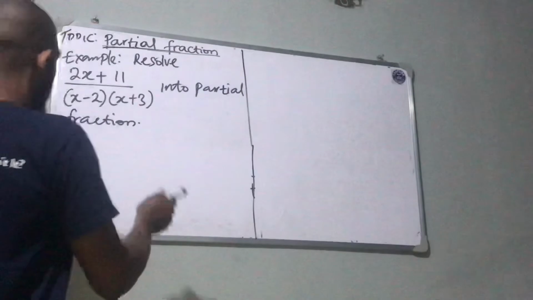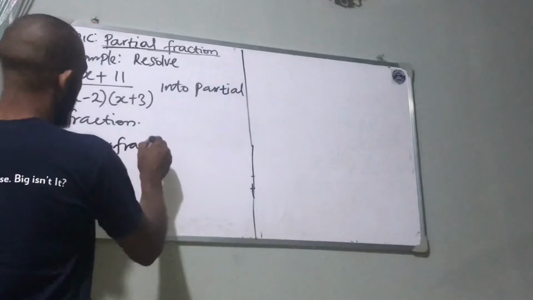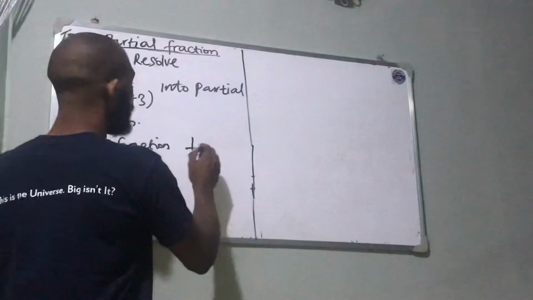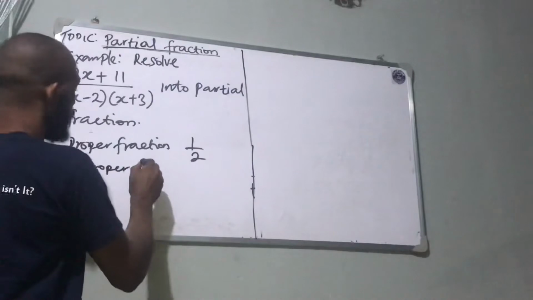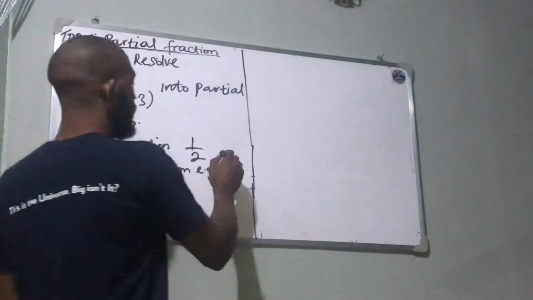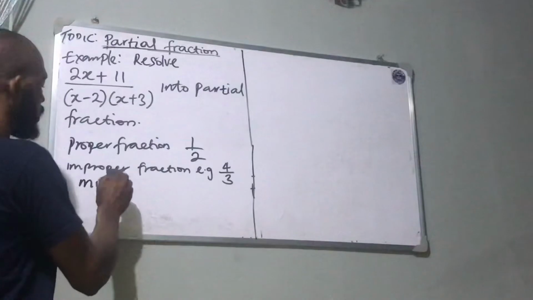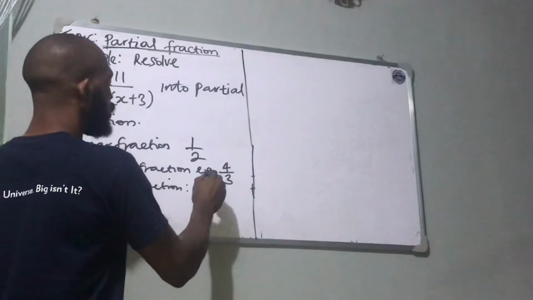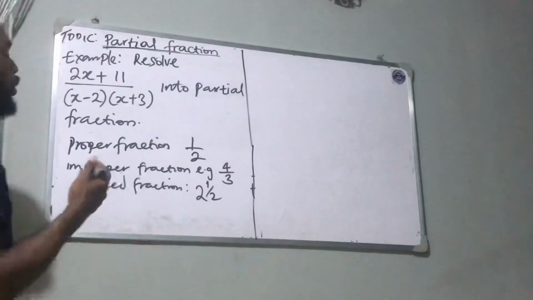We have proper fraction, example of proper fraction, we have 1/2. We also have improper fraction. Example of improper fraction, we have 4/3. We also have mixed fractions. Example, we have 2 1/2.